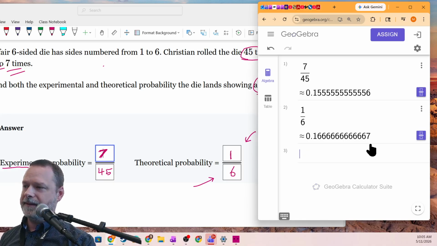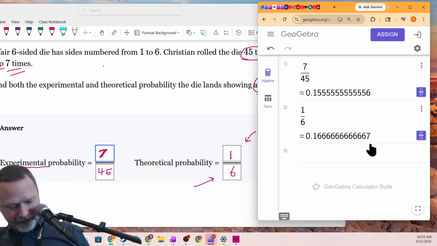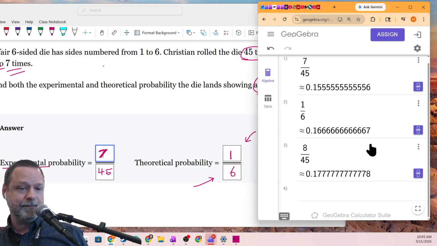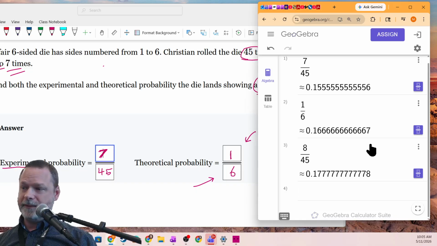Now, maybe for fun, what if we wanted it a little higher? What's 8 out of 45? What if we got 8 2s? Just for fun. Actually, now that's very interesting. 8 would have been too many. So out of 45 trials, we actually got as close as we could get to the theoretical probability here. Right? So there is that also. 45 is not a multiple of 6. So no matter what, we're going to get a little difference there.